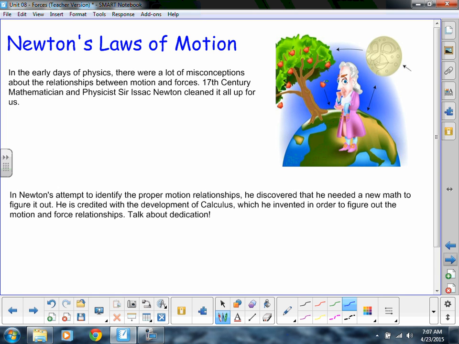So in the early days of physics, there were a lot of misconceptions about the relationship between motion and forces, and we've talked about some of that. Some of it has come up in class, and this was really what he was trying to figure out in the later part of the 17th century. In Newton's attempt to identify the proper motion relationships, he discovered he needed new math. We talked about that too, where he developed calculus, derivatives, integrals, learning how to measure position over time, velocity over time, acceleration over time, and all those things.